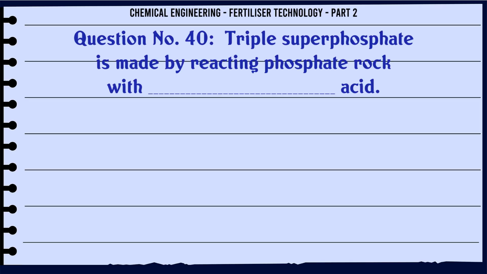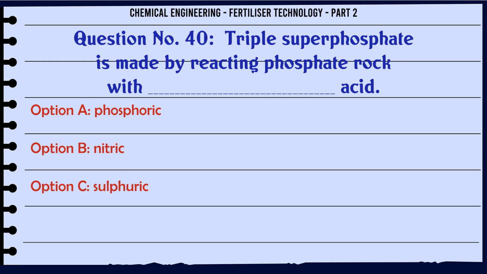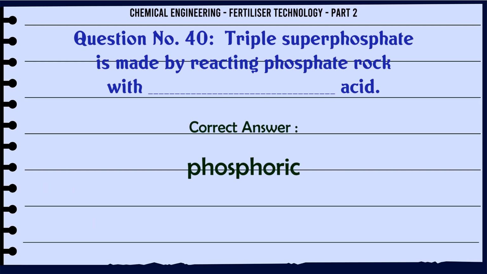Triple superphosphate is made by reacting phosphate rock with acid. A. phosphoric. B. nitric. C. sulfuric. D. hydrochloric. The correct answer is phosphoric.